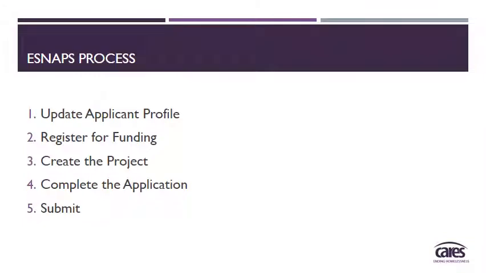There are 5 parts of submitting a renewal project application in ESNAPS. First, you must update your applicant profile. Second, register for funding. Third, create the project. Fourth, complete the application. And finally, submit the application.